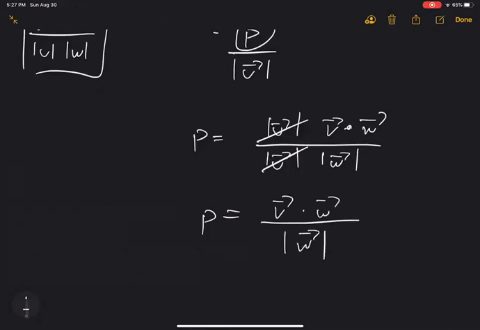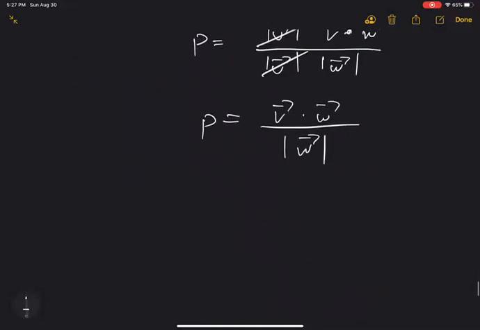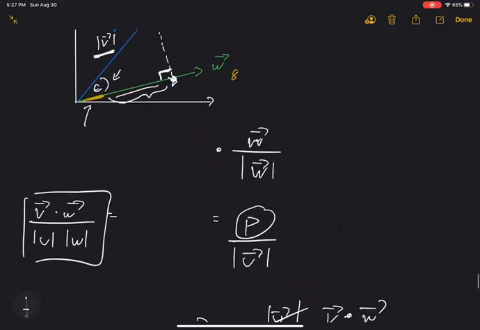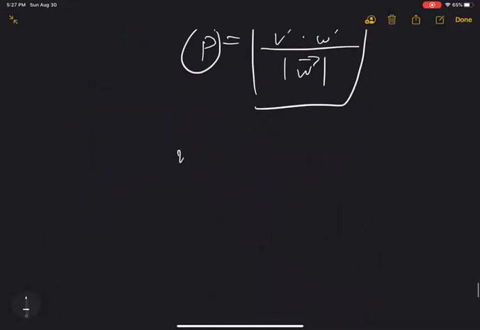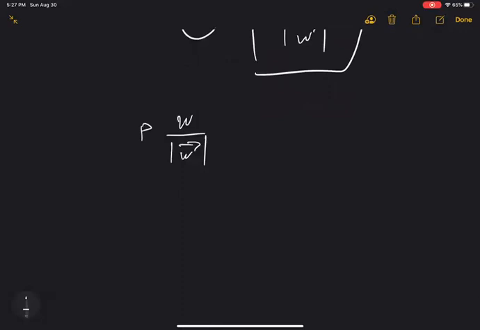Okay. So that's the scaling factor I'm looking for. If this is just a number, I plug all this in, I just get a number. If I multiply my unit vector, W over magnitude of W, by that P, I'm going to get my projection. Okay, so that will give me my projection.